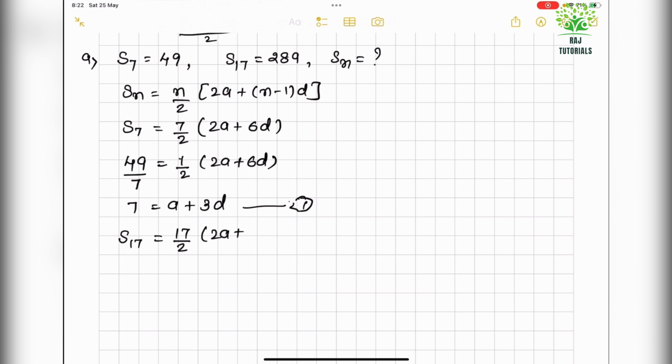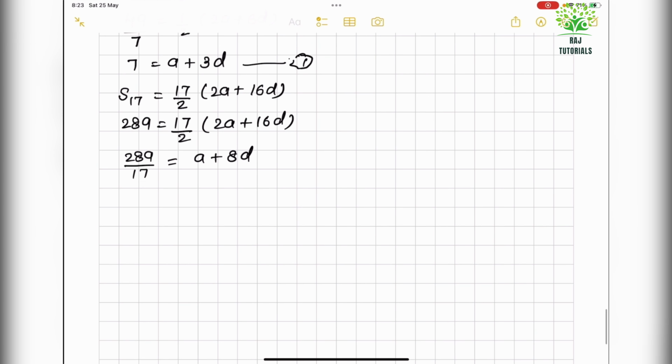Similarly, S17 will be equal to 17 by 2 into 2a plus 16d. So 289 equal to 17 by 2 into 2a plus 16d. Again I am doing the same process. 289 divided by 17 equal to a plus 8d. Divide by 17 will be 17 equal to a plus 8d. So this is second equation.